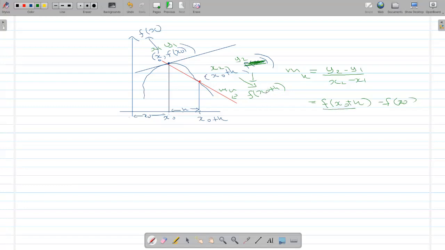Okay, minus f(x0). Then the denominator is x0 plus h minus x0. Okay, so this one I can cancel out this x0, so I get f(x0 plus h) minus f(x0).